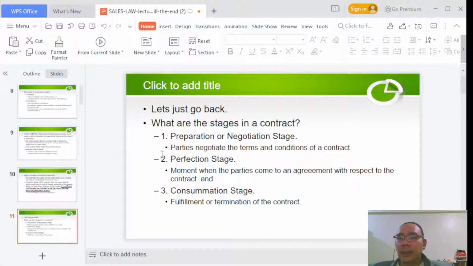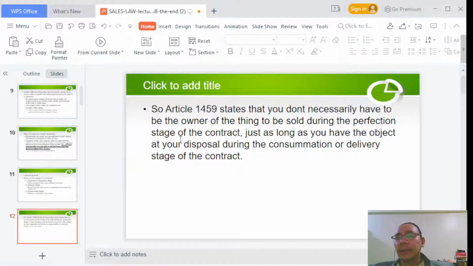So, hindi kailangan na dun sa perfection siya na kaagad yung may-ari. Basta kailangan dun sa delivery date or yung number 3, consummation stage, kailangan dun siya owner ng property. Okay? Next slide tayo. 1459 states that you don't necessarily have to be the owner of the things to be sold during the perfection stage, just as long as you have the object at your disposal during the consummation or the delivery stage of the contract.